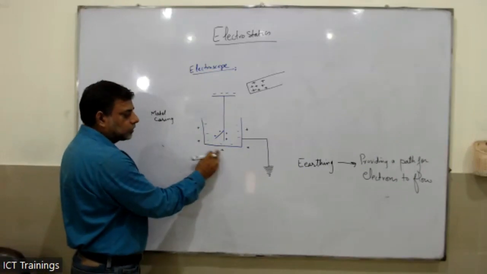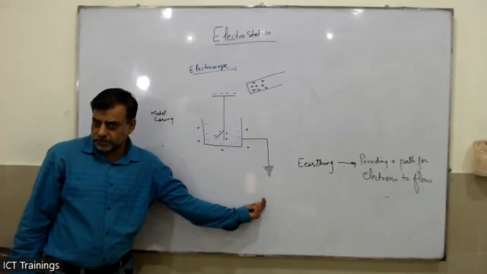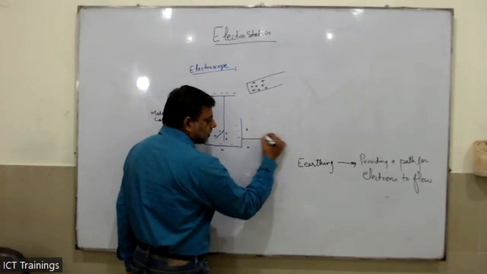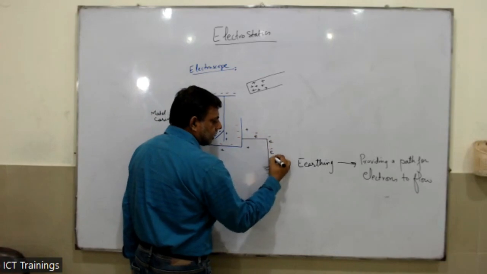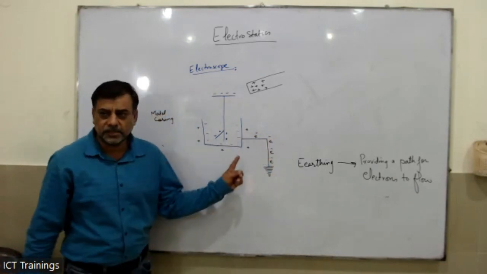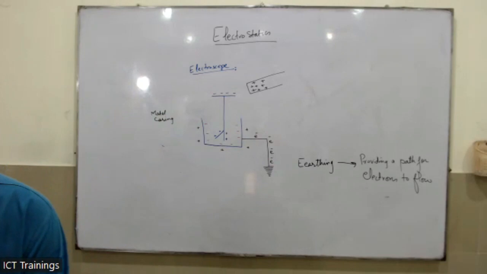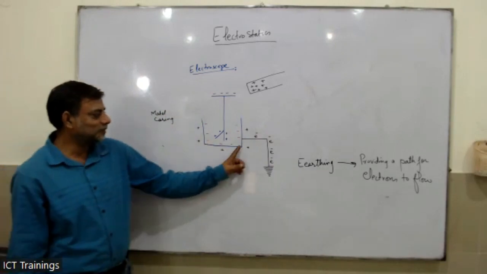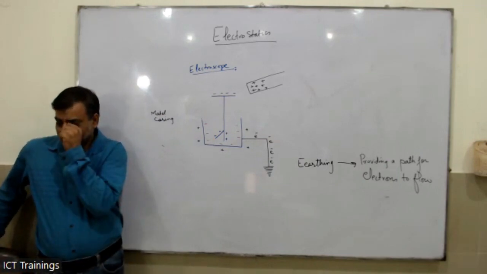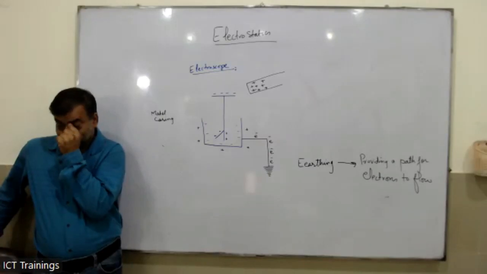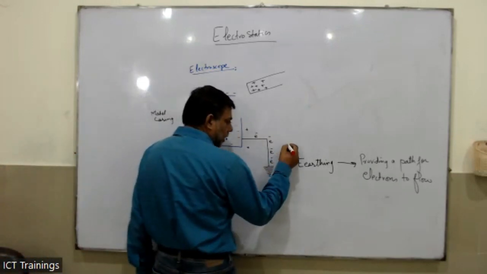Now this positive is going to attract some electrons. I told you this is the path for electrons. What do you expect? Electrons from the Earth will come to this casing, or electrons from the casing will go to the Earth? What will be the direction of flow of electrons in this scenario?